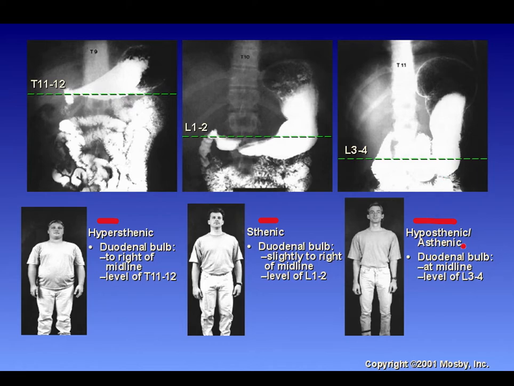And then you have your hyposthenic, asthenic patient where the curve in your stomach will make a J shape a lot of times. And the lower portion of your stomach, mid portion of your stomach is around L3, L4. So it sits really low in that patient like this, okay?